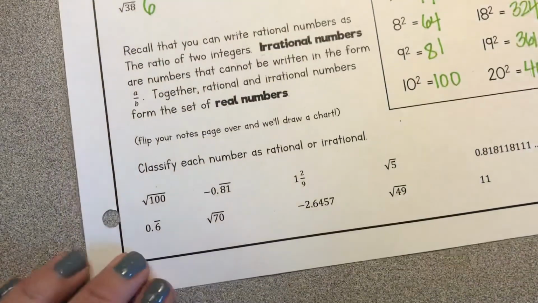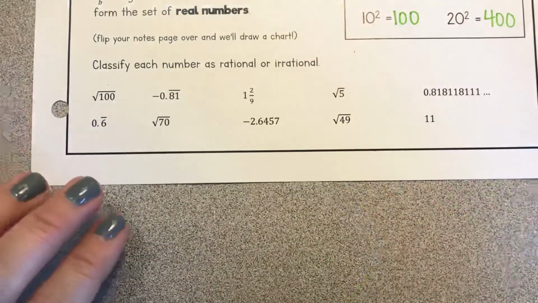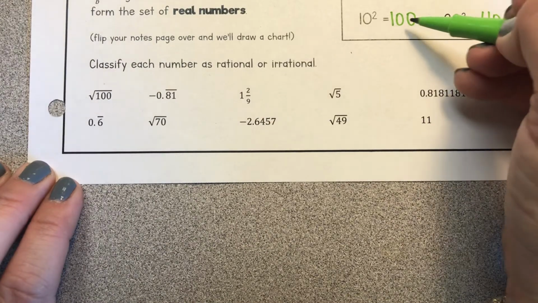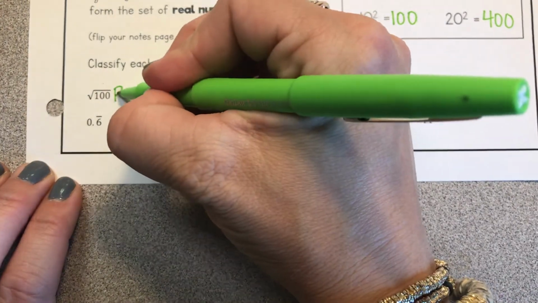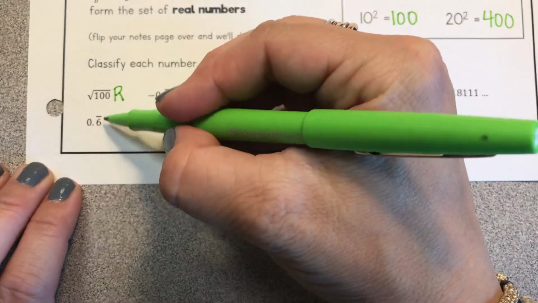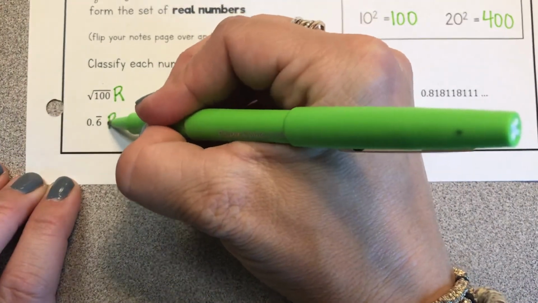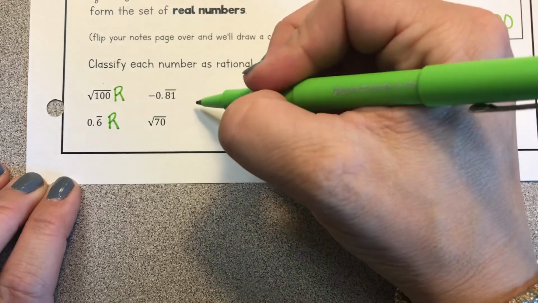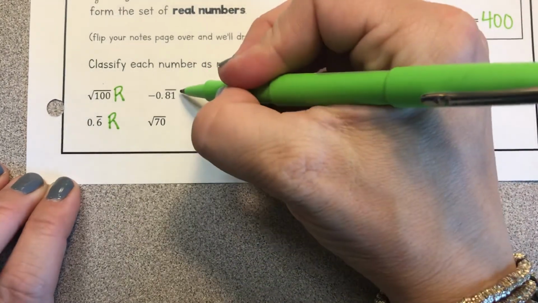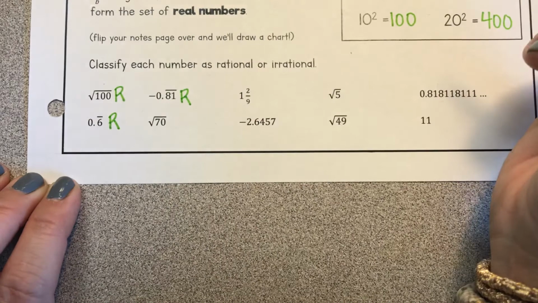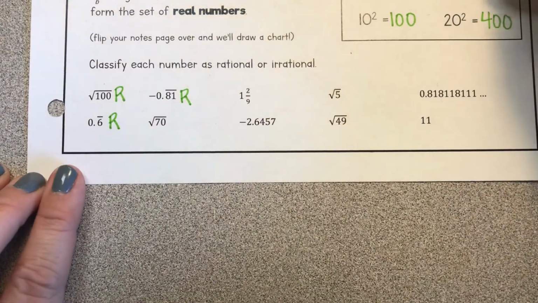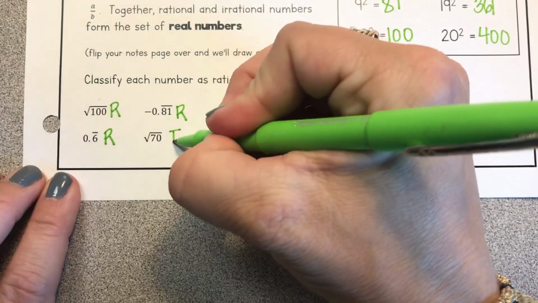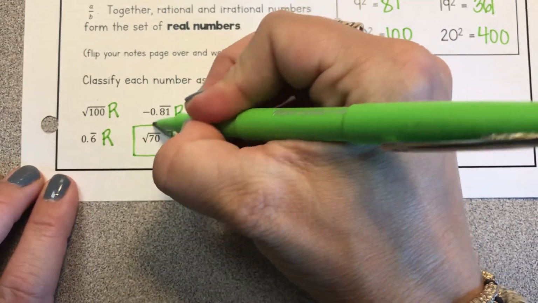So let's go back and look at this list at the bottom of the first page. The square root of 100, well, that's 10, so that's rational because 10 is an integer. 0.6 is a repeating decimal, so it's rational. Negative 0.81, that is a repeating decimal, so it's rational. The square root of 70, is that anywhere up here on my list? No, therefore it is irrational.